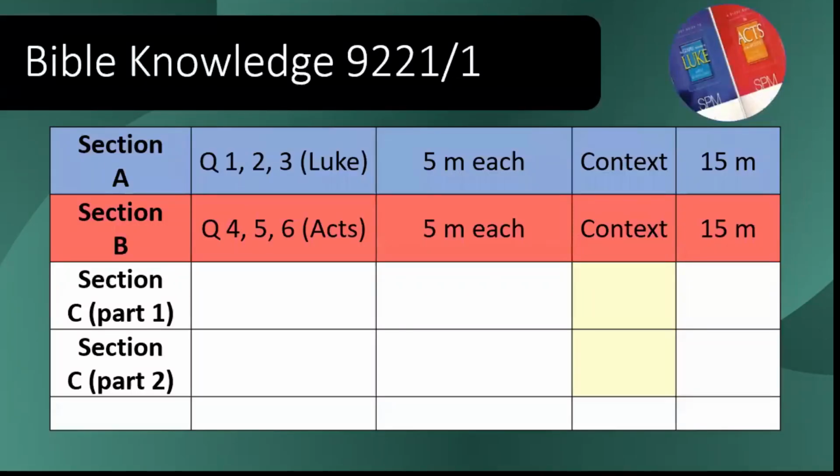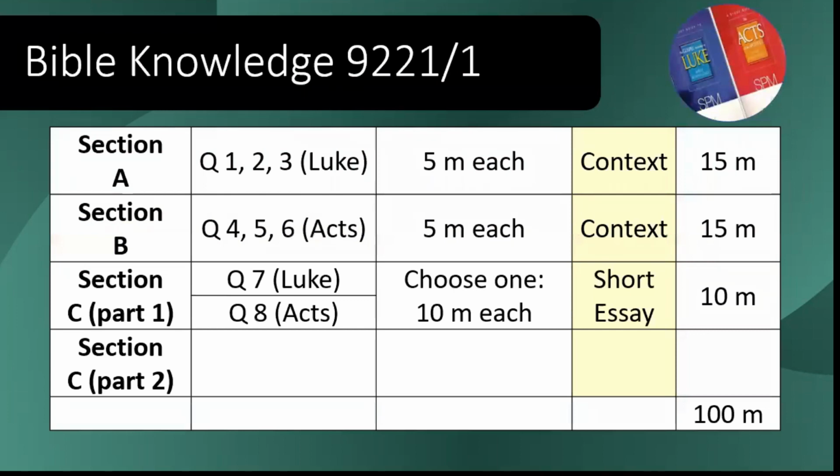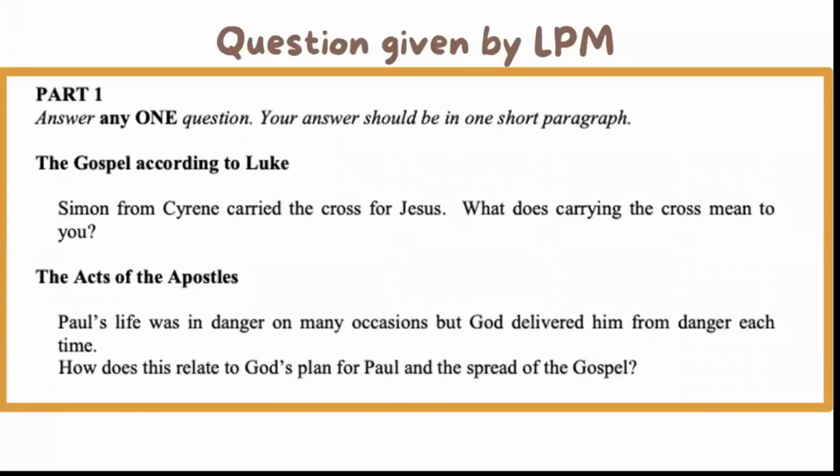Let's move on. In section C part 1, you will have 2 questions, one from Luke and one from Acts. They are both 10 marks each, but students would only need to choose one question. This is an example given by Lembaga Peperiksaan Malaysia. You will notice that this question is very open-ended and it has to do with your own life. You can apply it. It has to do with a practical element.